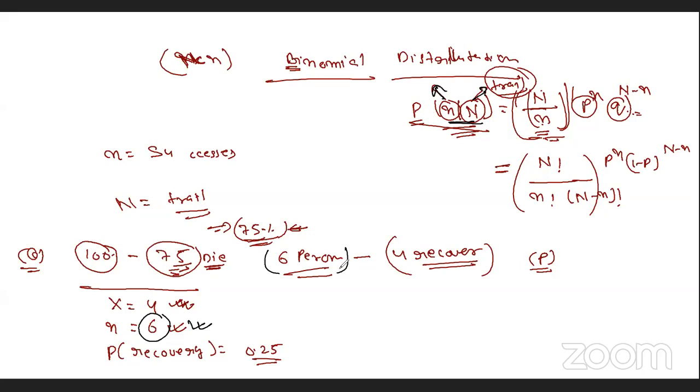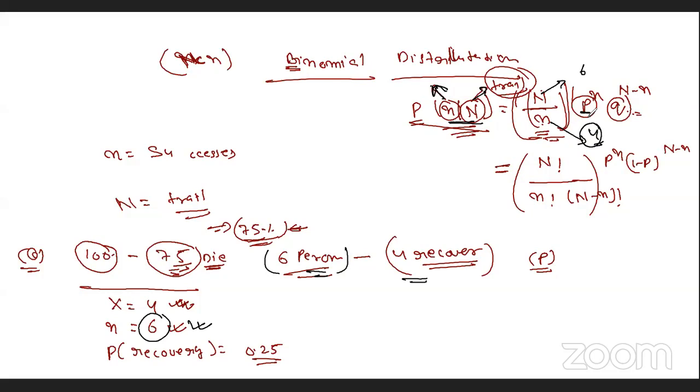Out of that 6, 4 are able to recover. So the total number of trials is equal to 6, that is not an issue. I can clearly say the value of n is nothing but 6. Now for this one, it's nothing but 4, meaning for a success or a failure we are trying to measure these things. Out of 6 trials, what is the probability that 4 trials will succeed?